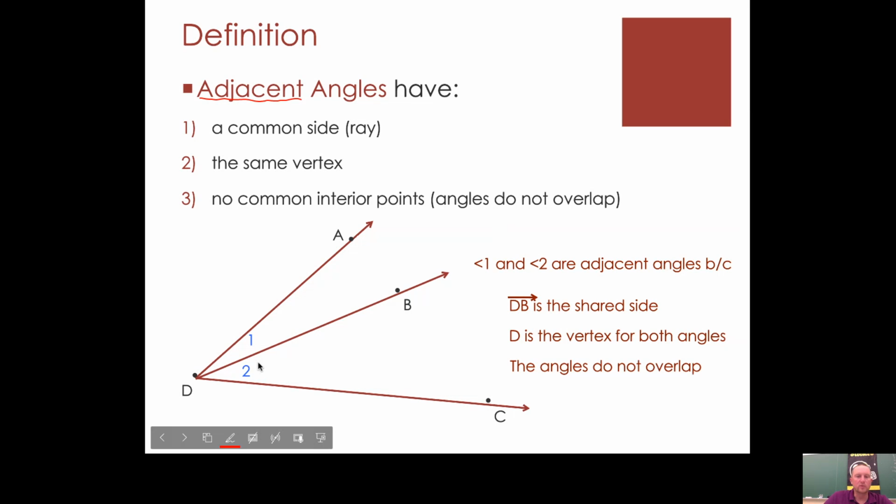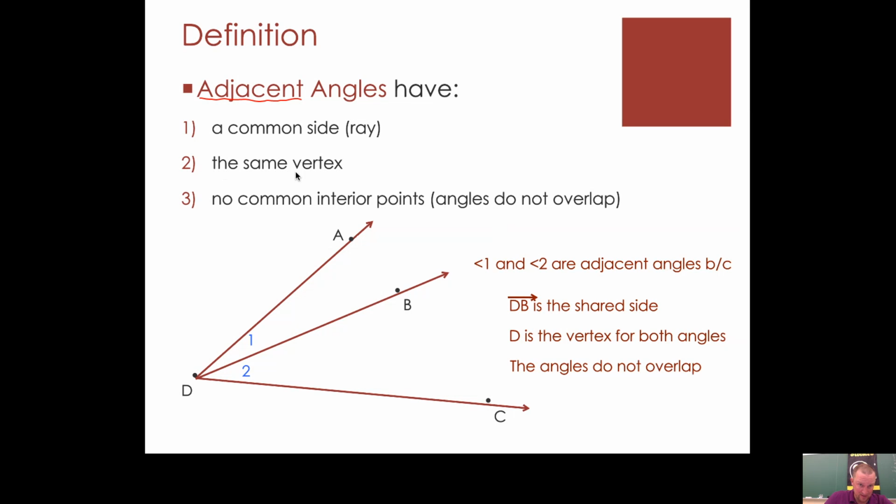So look at angle 1 and angle 2. Wouldn't you consider those two angles next to each other? That's all adjacent means. Now, there's a checklist. For them to be adjacent angles, they need to share a common ray. And that's what they do. Angle 1 and angle 2 both have ray DB. That's the shared side or ray.